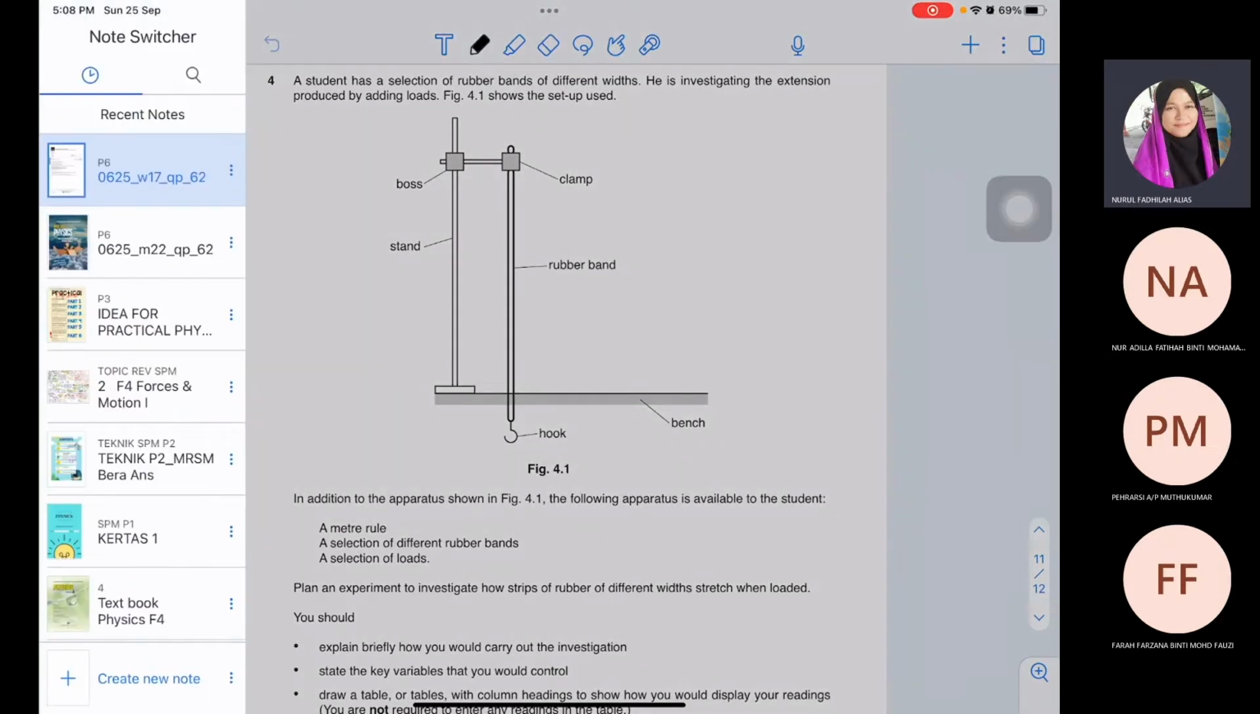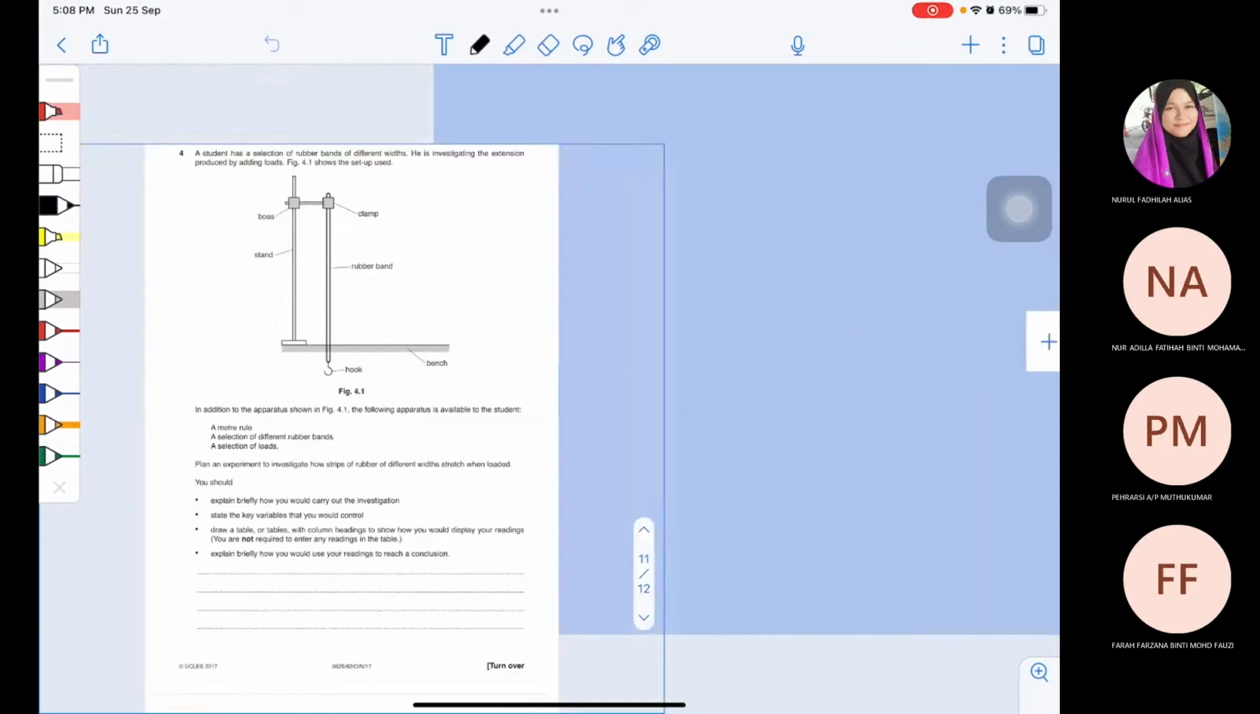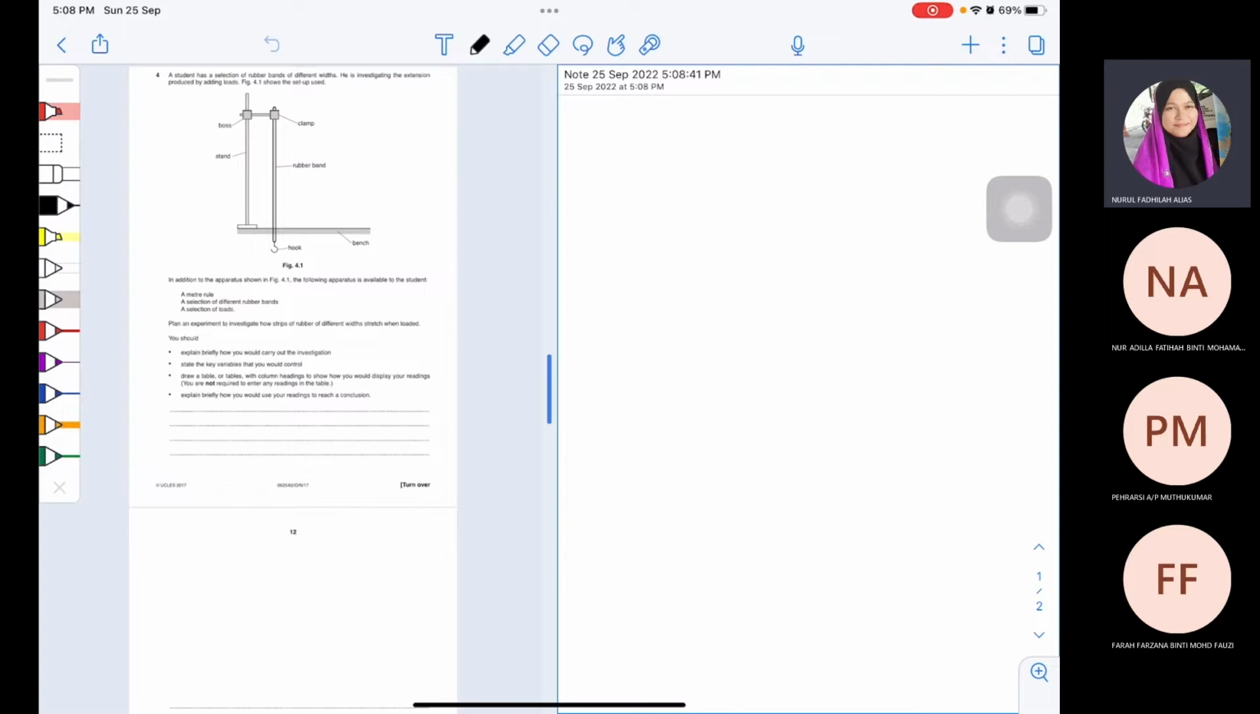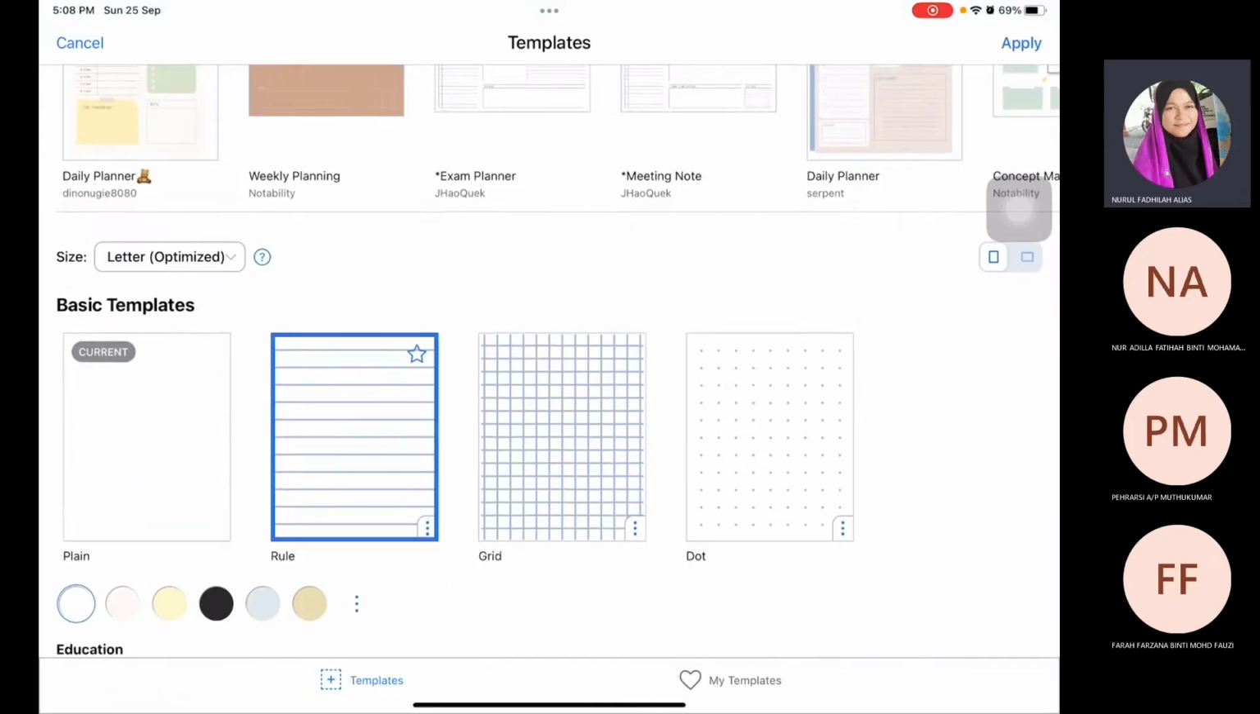So nak jawab macam mana ni? Tak payah. You terus jawab simple, macam terus jawab ikut soalan nak tu macam mana.